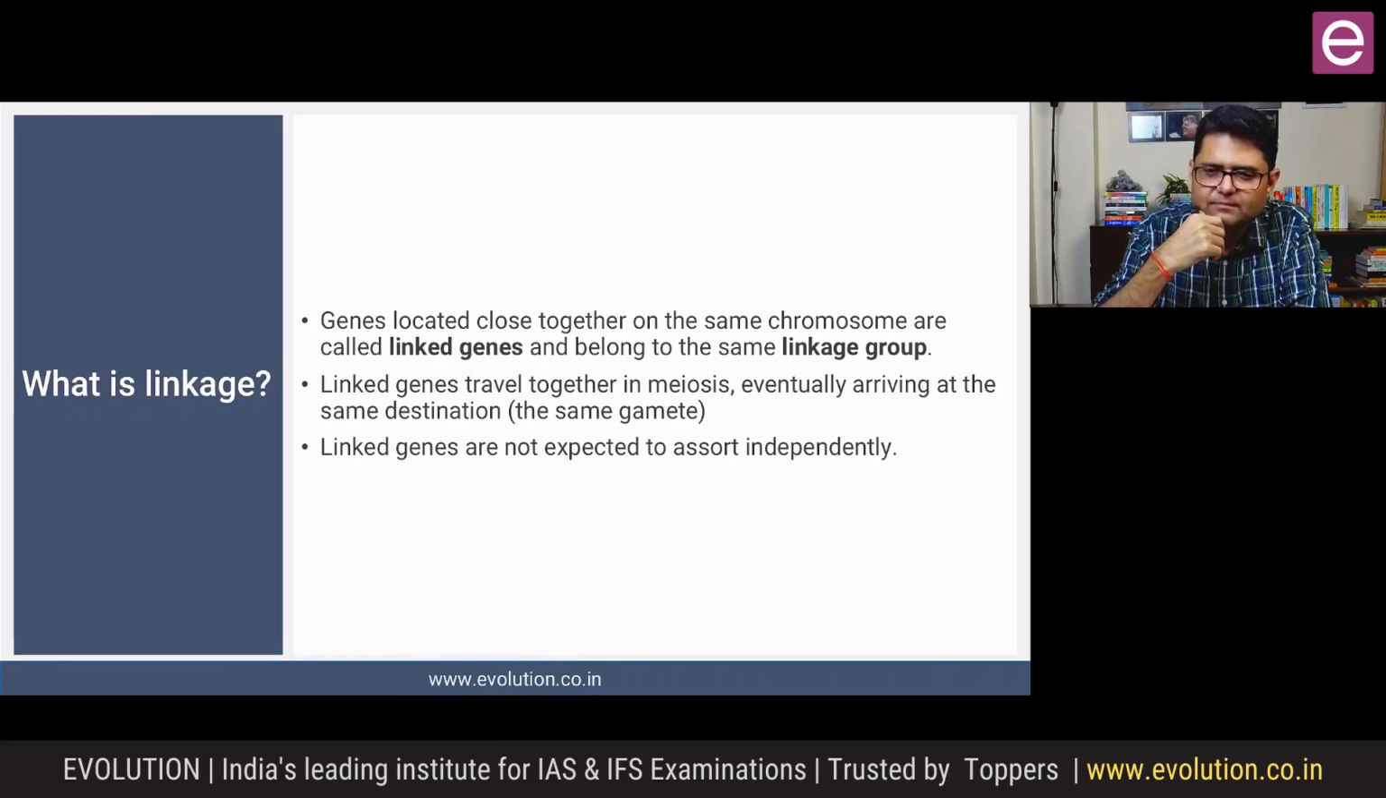I think the linkage definition and the concept is clear, but what was explained just before this is not clear. The coupling hypothesis, and after that, how the Mendelian genetics will change.